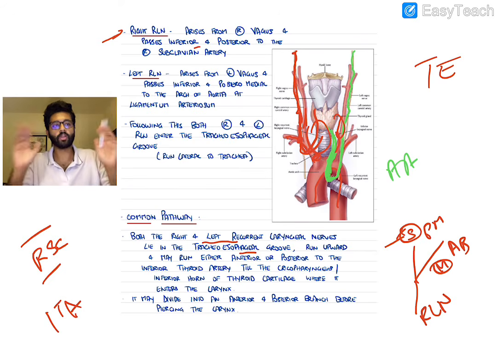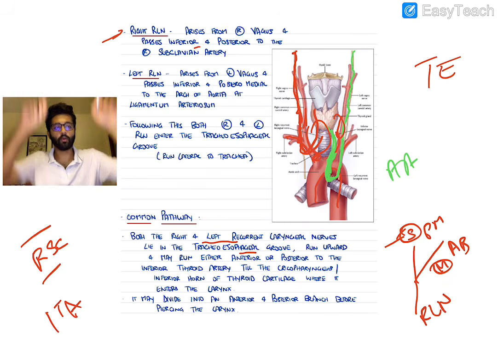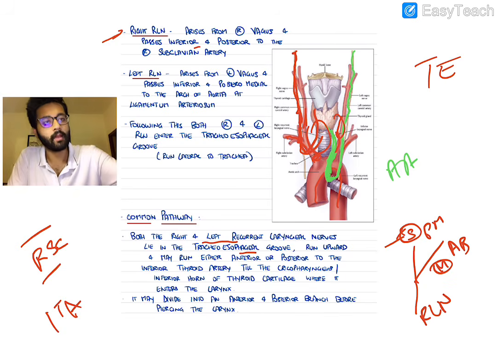So again, the journey: it coils around the respective vessels, either the arch of aorta or the subclavian, enters the tracheo-esophageal groove, goes either anterior or posterior to the inferior thyroid artery, then goes behind the cricopharyngeus and disappears. Okay, so those are also your landmarks. This pathway correlates with the landmarks which we will talk about, the surgical landmarks.